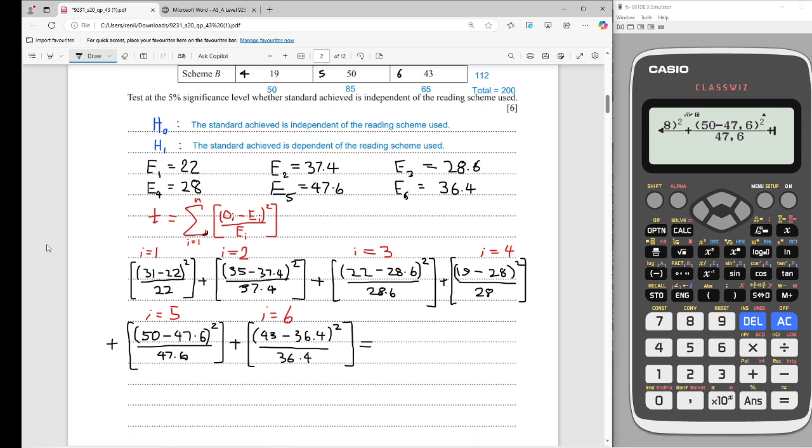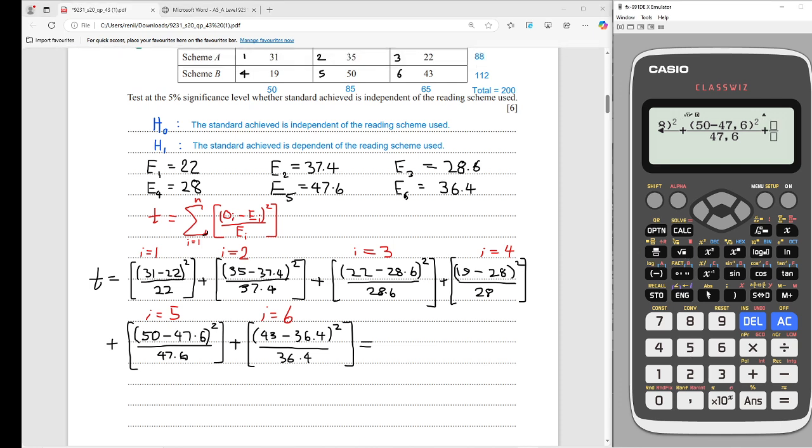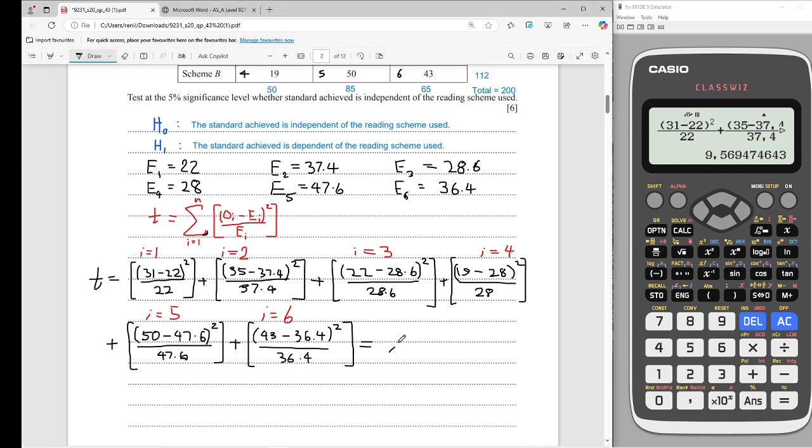And now we can calculate our test statistic given that we have all this. Let's plug this into the calculator and we can find out the values. 43 minus 36.4 whole squared, whole divided by 36.4, which is equal to 9.56947. Now whenever we get a test statistic value, I'd like to keep it to 4 significant figures, and the reason why is because in the list of formula, which is MF19, you will see that each of the values in the chi-square distribution and inferential statistics always include 4 significant figures.